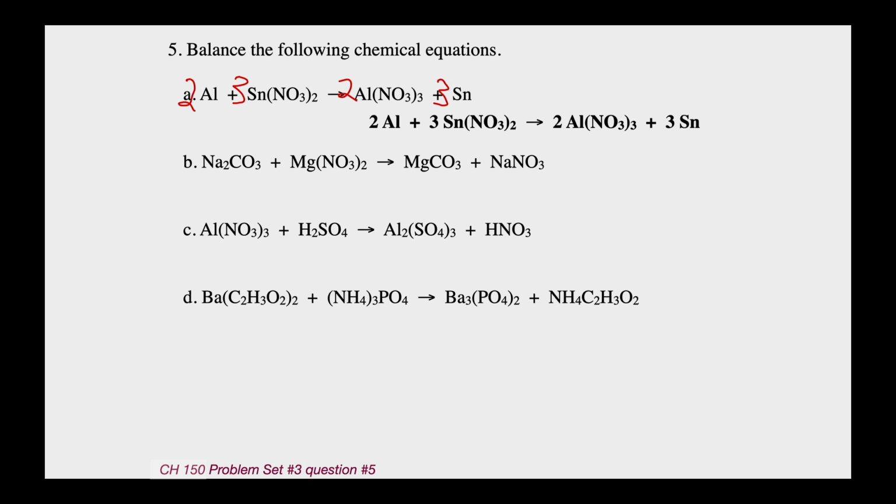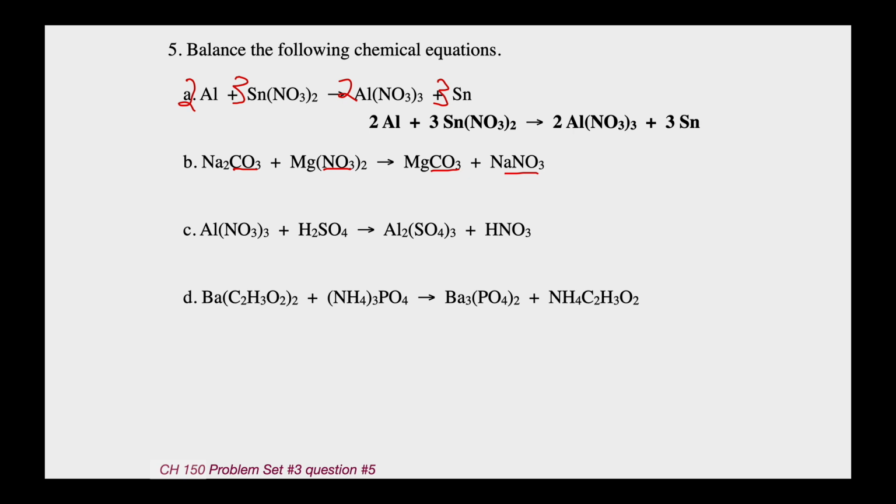On B, this is actually an example of what's called a precipitation reaction, but we'll talk about that later. This is kind of a cool reaction because carbonate is on both sides and nitrate is on both sides. And again, to make your life easier, don't break those up. Keep them as nitrate and keep them as carbonate.